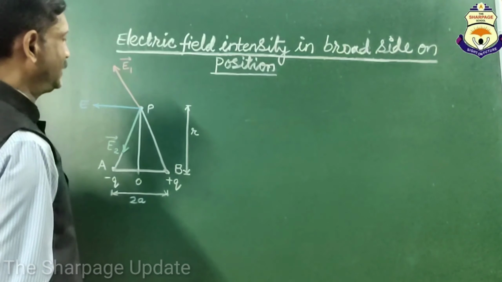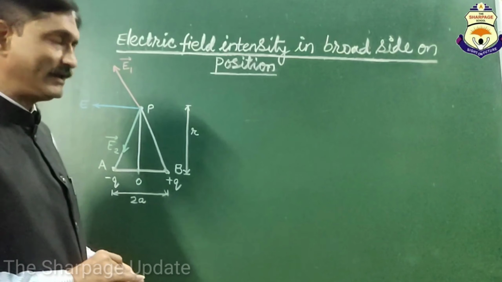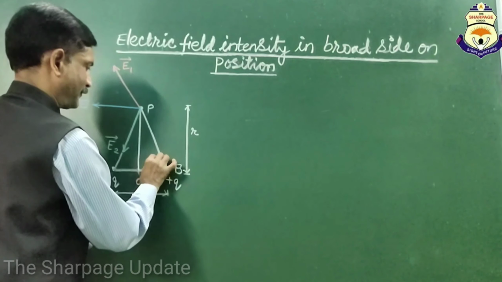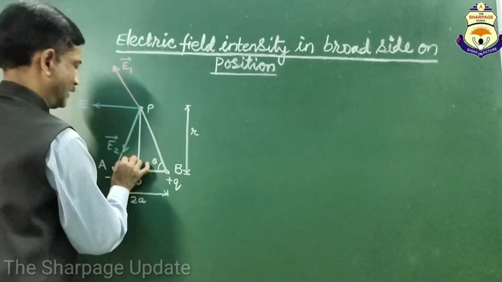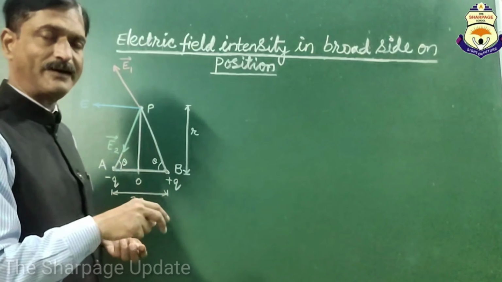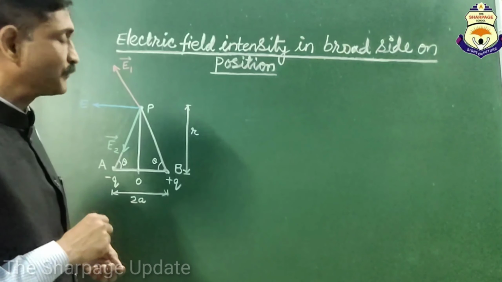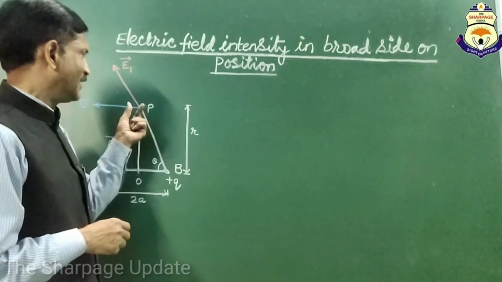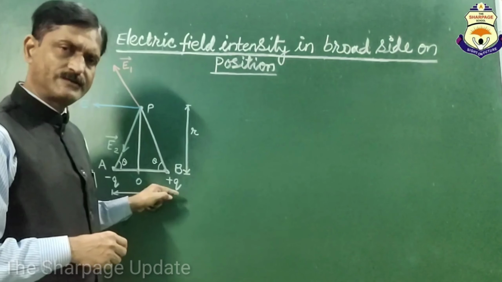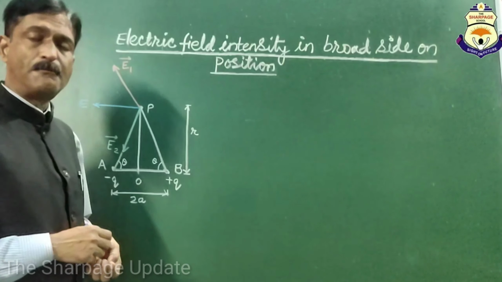The resultant electric field intensity at point P due to this electric dipole is represented by E. Now you can see here this angle is theta and this is also theta, because two sides are equal, and as we know, if two sides of a triangle are equal, then their opposite angles will also be equal. Now friends, E1 is the electric field intensity at point P due to the +Q charge, and E2 is the electric field intensity at point P due to the -Q charge.